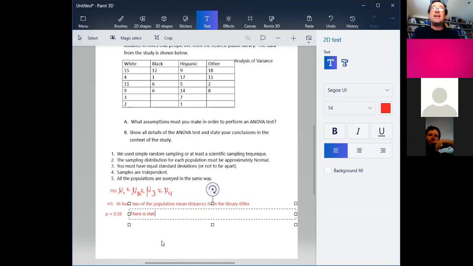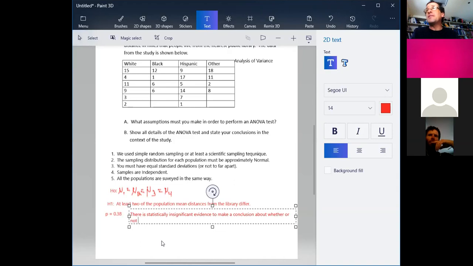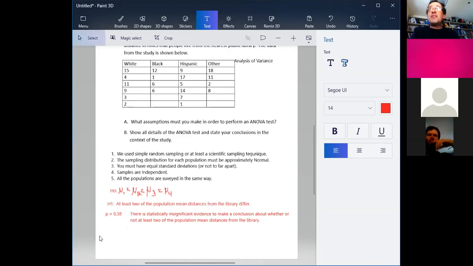So there is statistically insignificant evidence to make a conclusion about whether or not at least two of the population mean distances from the library differ. Any questions on that?